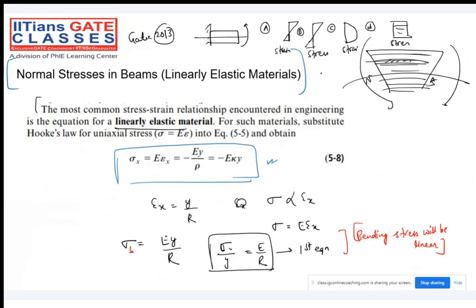MCQ is there. If I ask you the same problem, one particular option they have given, strain is linear. Second option, stress is linear. Third option, strain is parabolic. Fourth option, stress is a uniform distribution, just like the axial loading case. And this particular problem is for 2 marks, for example. Then what are you going to say?